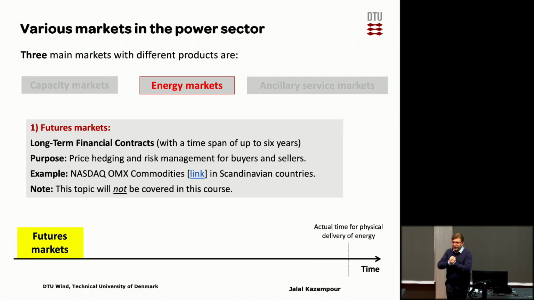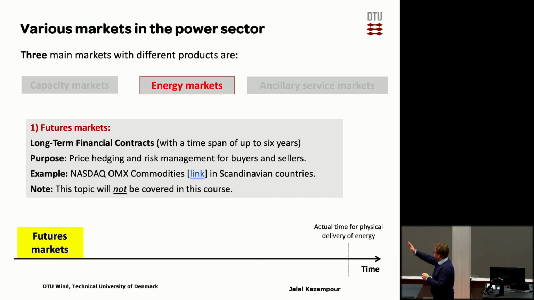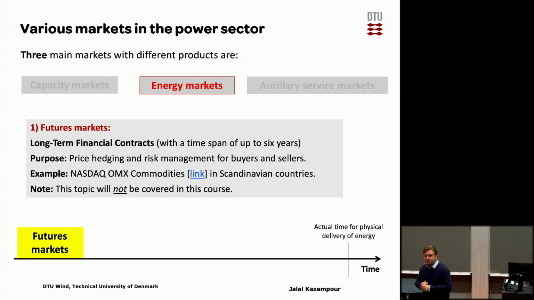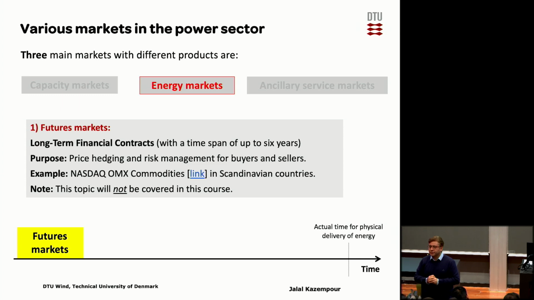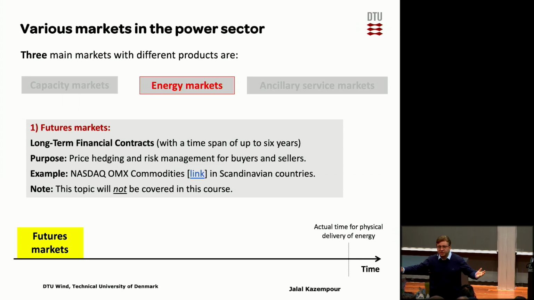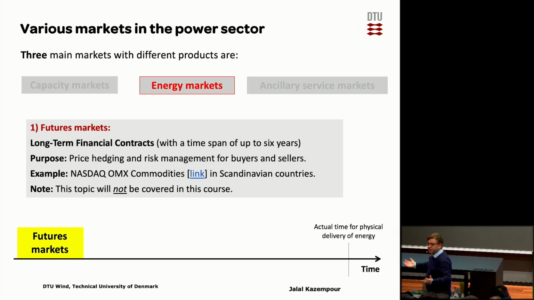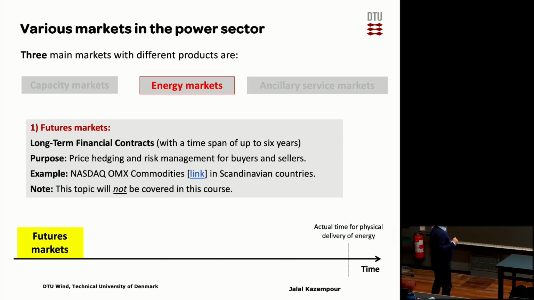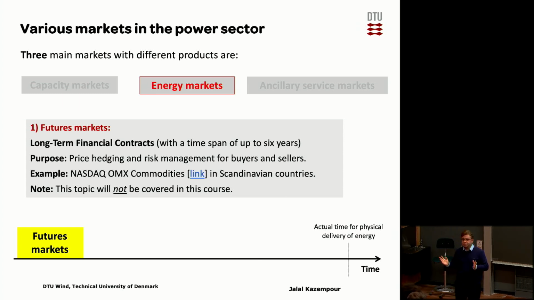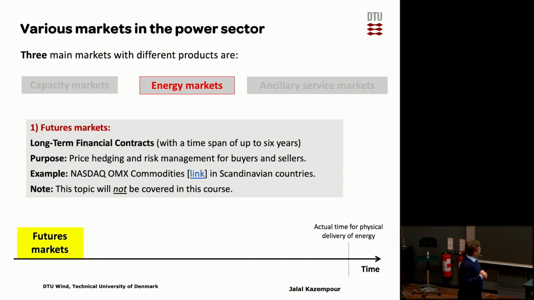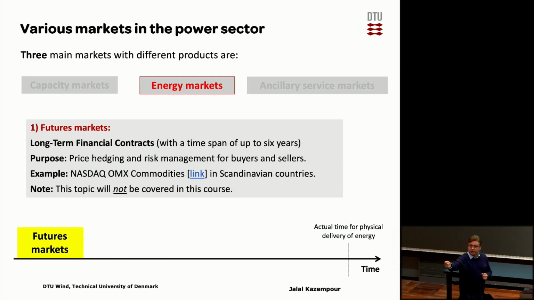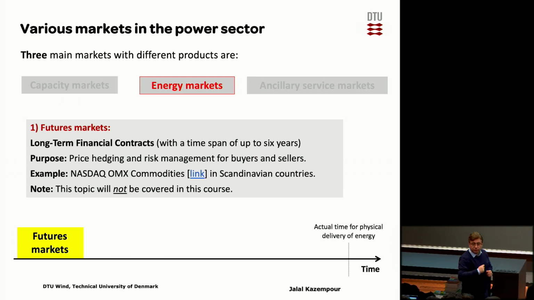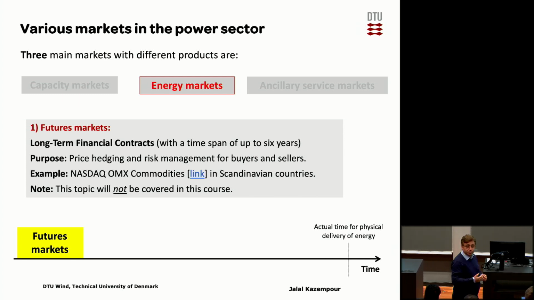The first market, in terms of the chronological order, is futures markets. Have you heard of that? It's the same as share markets, if you want, if you buy shares of different companies. They are long-term financial contracts with a time span of up to 6 years. For example, in the Nordics, you can go to NASDAQ where you buy shares. You can also go and buy futures in futures markets for power.